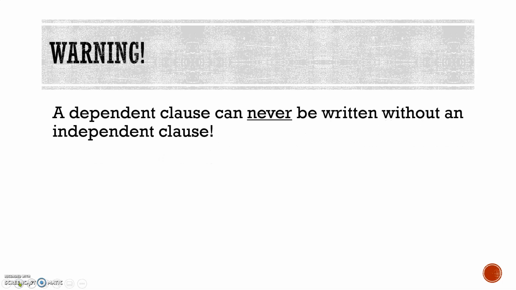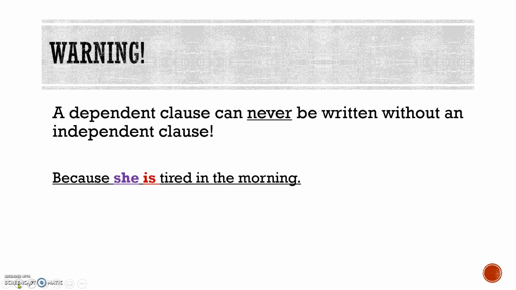So one word of warning. A dependent clause can never be written without an independent clause. So for example, we wouldn't say, because she is tired in the morning. You're just telling me a cause, but I don't know what it's related to.